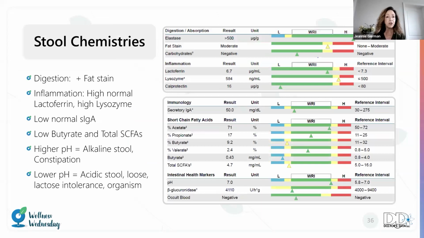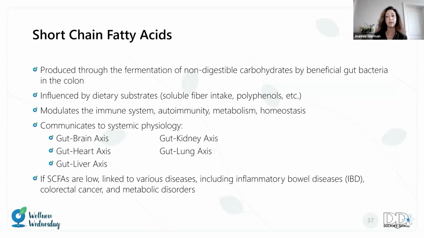And then the final page of markers is the stool chemistries. We cover digestion absorption markers like elastase, which is a pancreatic sufficiency or insufficiency marker, which depends on where it lands. Fat being malabsorbed, carbohydrates, those are not a normal finding in a stool to be malabsorbed, but they are sometimes a transient phenomenon. Important inflammation markers that we cover, the lactoferrin, calprotectin, and lysozyme. And then we look at immunology, short-chain fatty acids, intestinal health markers. We're gonna run through these a little bit for you.